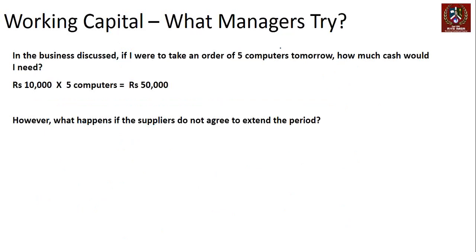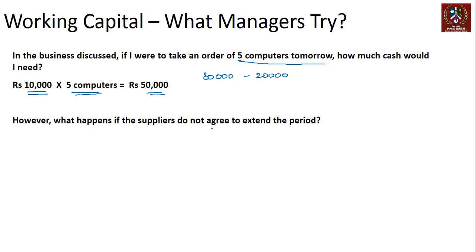Now let's say I were to take an order of 5 computers tomorrow and on the same conditions. How much working capital do I need? How much cash do I need in my bank account? Remember, for one computer, I needed 10,000 in my bank account. That came from 30,000 minus 20,000 in our earlier discussion. So for 5 computers, I should need 50,000. That's my broad assumption, right?